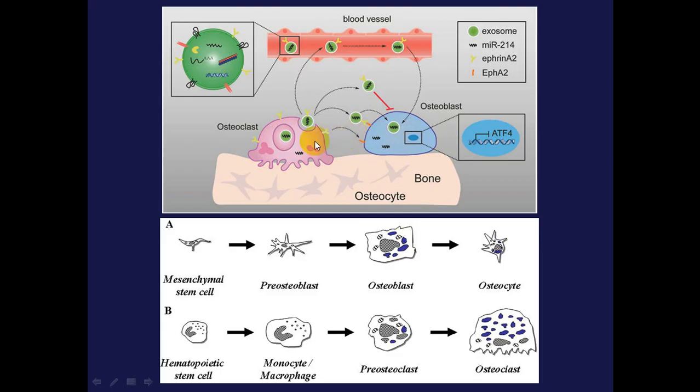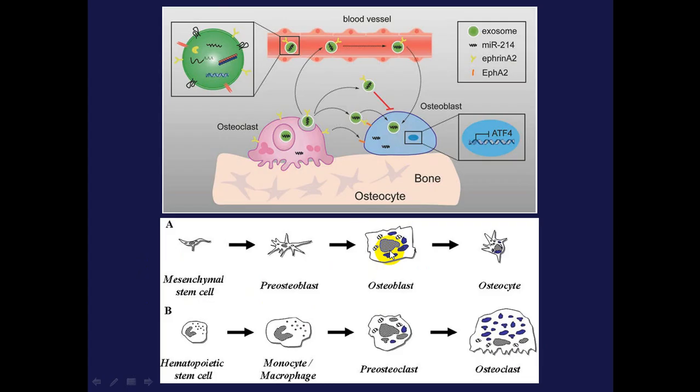Okay, osteoblasts and osteoclasts work together to make bones. However, they have quite contrasting functions. Before I discuss the functions, I would like to give you some brief explanations on the origin of these osteoblasts and osteoclasts. Osteoblasts originated from the bone marrow mesenchymal stem cells. These mesenchymal stem cells will be differentiated into osteoblasts.